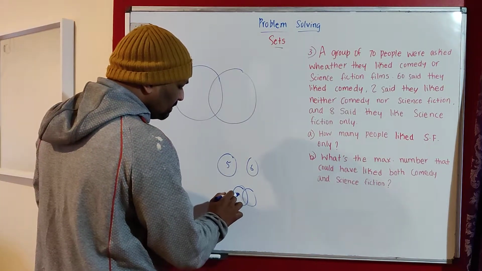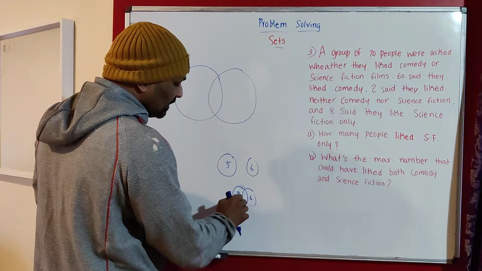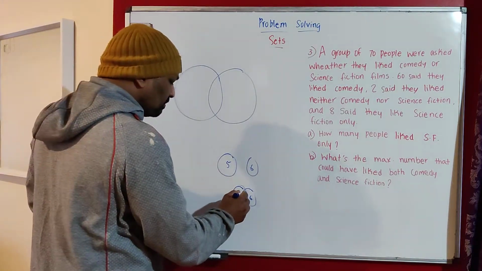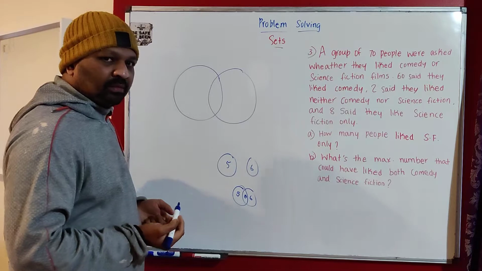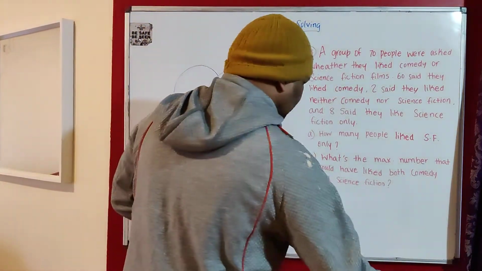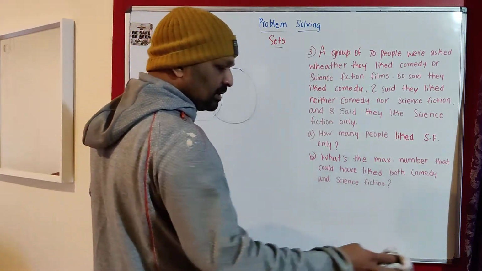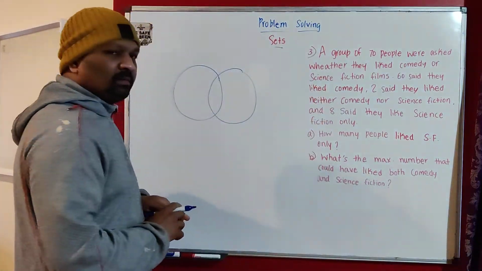Since I said only, that means you fill in 5 here and 6 here. There is no common portion. You can leave it like that, or if you still want it to be clearer, you can put a 0. There's no harm. That's fine. The Venn diagram: how do we write a Venn diagram? Each set in the given statement represents a circle.